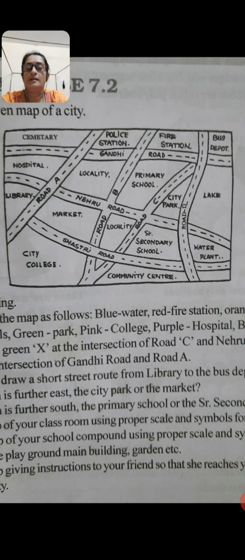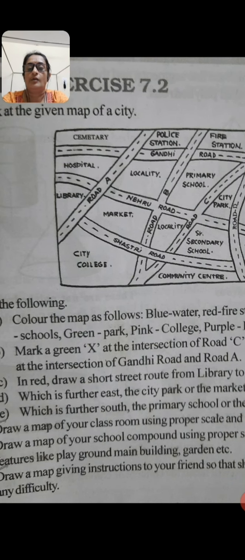Now the question is like this. You have to color the map as follows. Wherever there is water you have to show it in blue color.